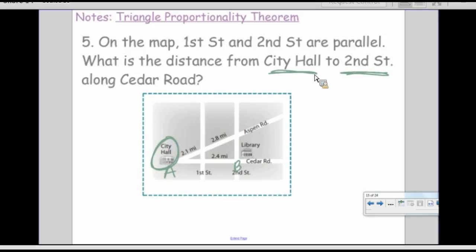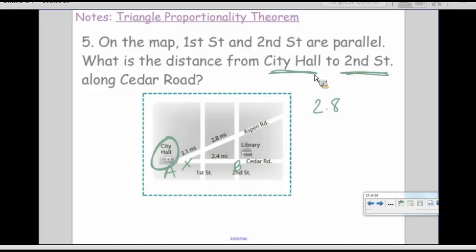Now we already know this is 2.4. So we need to find this little distance right here. And we can just use proportions like we've always been doing. Seth, set me up a proportion. This says 2.8. This says 2.1. Wait, where's the 2.5?